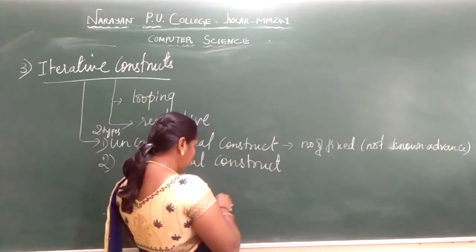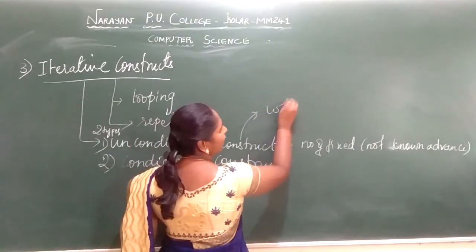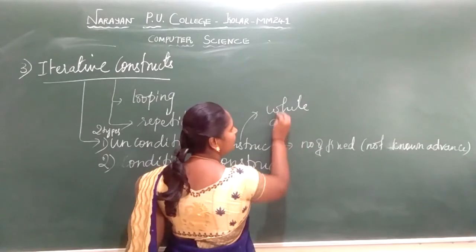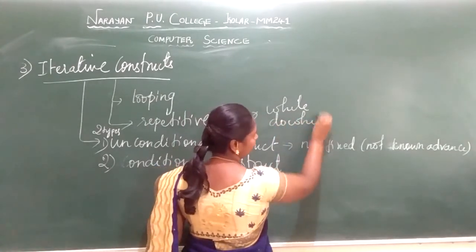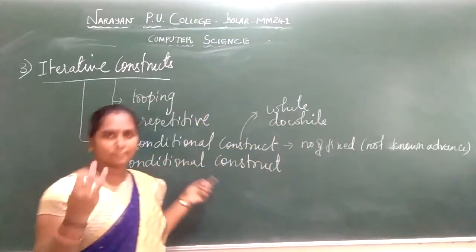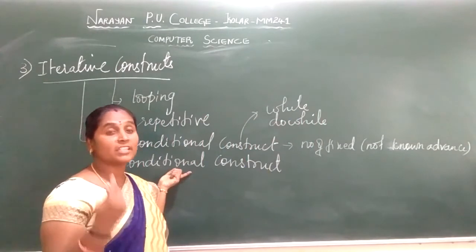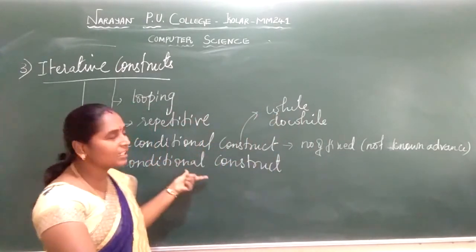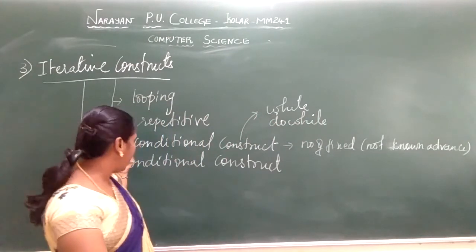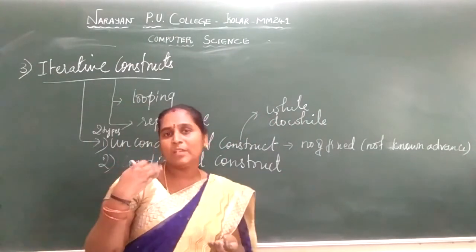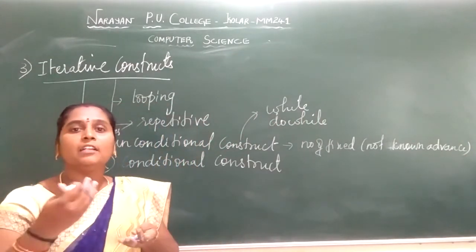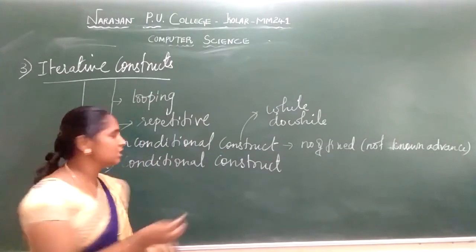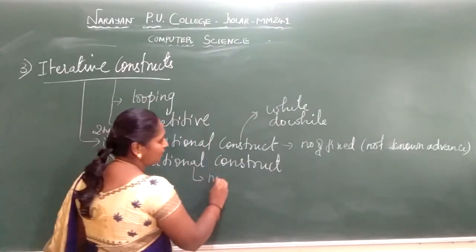In unconditional construct, you are going to study the while construct and the do while construct. There are two types of construct in unconditional. You are going to study what is the while construct and the do while construct. In conditional construct, similar to unconditional, a set of statements is executed, but here the number of times it should be repeated is known in advance.